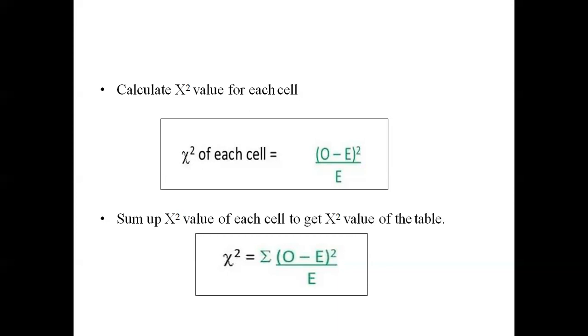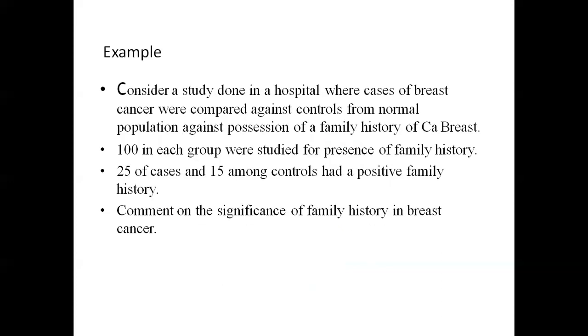Okay, that is the summation of observed minus expected, the whole square, divided by expected value. For example, this is very important to understand the whole concept of the chi-square test. You need to go through this example. Consider a study done in a hospital where cases of breast cancer were compared against controls from the normal population for the possession of a family history of CA breast.